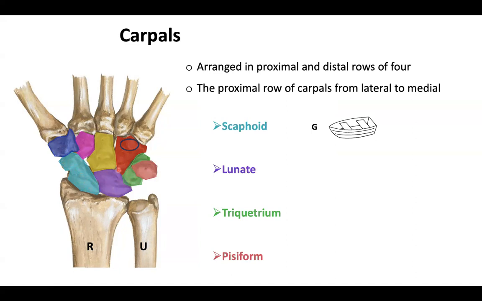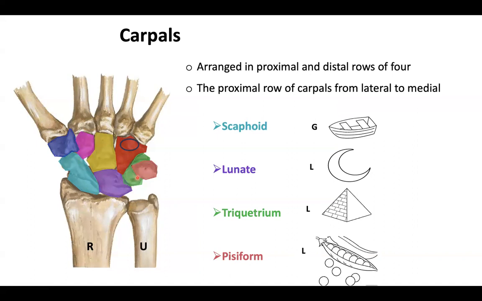Just next to scaphoid, this is lunate. In Latin, lunate means crescent-shaped, or it means moon. So lunate is moon-shaped. Next to lunate, we have triquetrum. Tri, quetrum means angled or cornered. So this bone is wedge-shaped, or it looks like a pyramid. That's why it's known as triquetrum. And on top of triquetrum, we have a very small bone, which is known as pisiform. Pisiform is a Latin word, which means pea-shaped. It's very small, like a pea, and it lies on top of triquetrum.